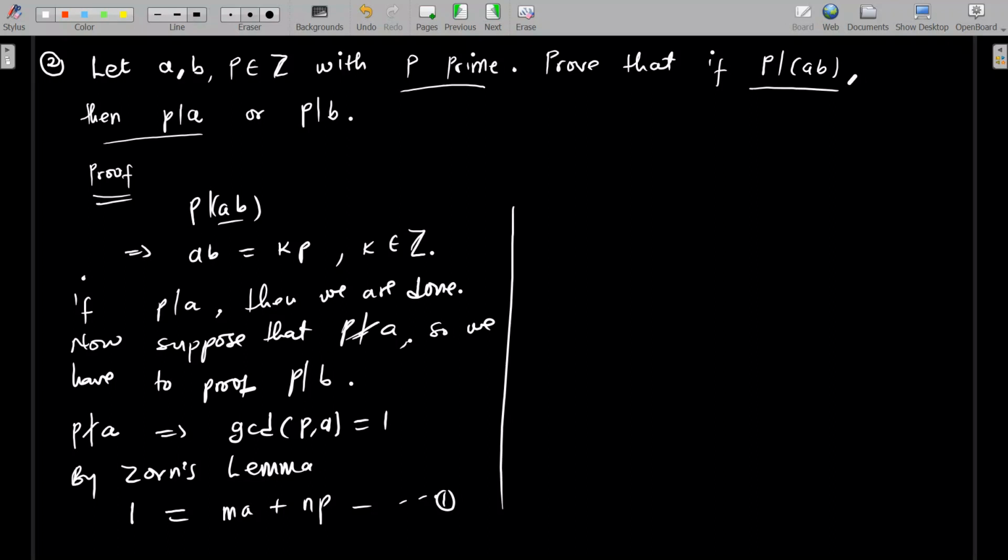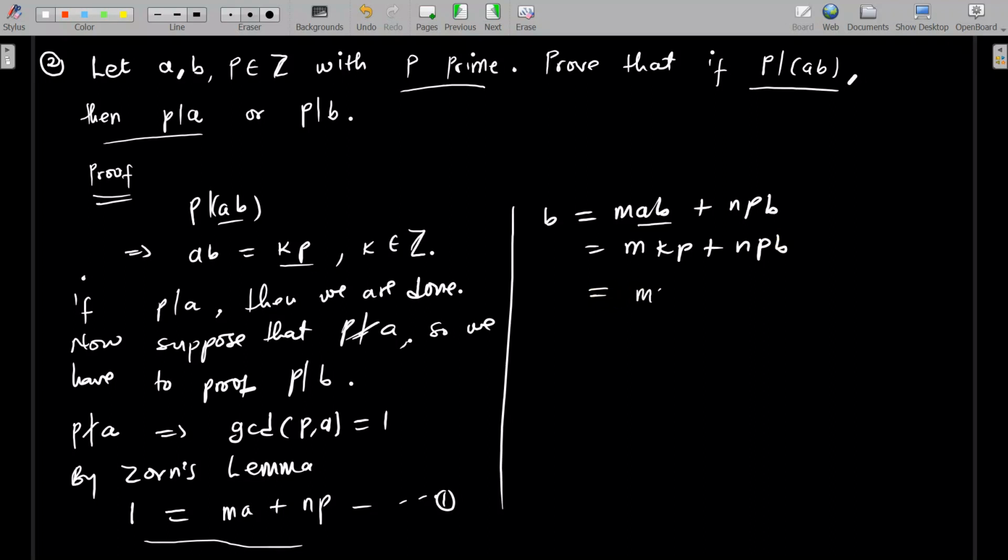Having this lemma, we can multiply b through the whole of equation 1 and have b equal to mab plus npb, right? But we know that ab is giving us kp, so I can put it there. So I have mkp plus npb, right? So I have mk plus nb multiplying p is equal to b. I know b is appearing here, but that's not our interest. Now this can be written as b equal to k0 multiplying p, where k0 is equal to mk plus nb, being an integer.